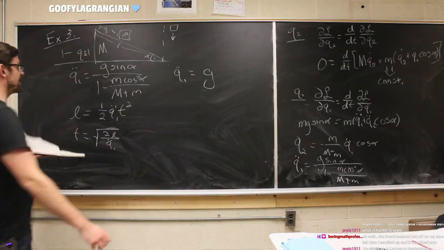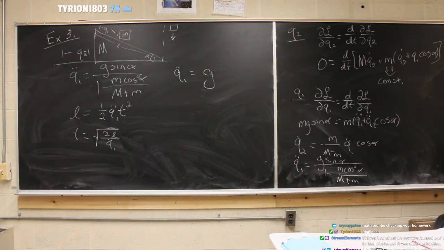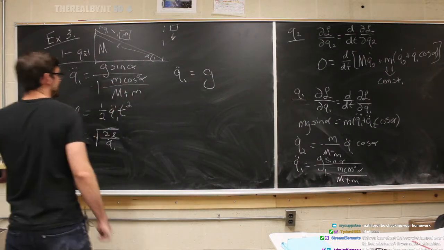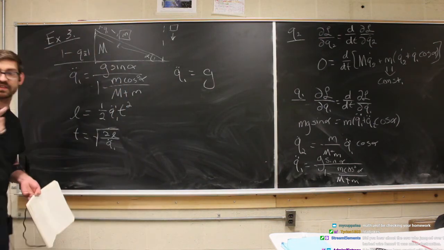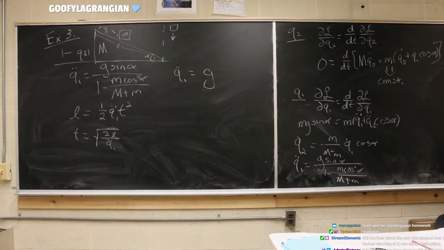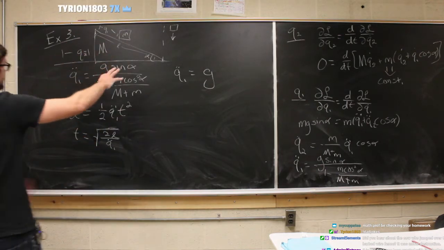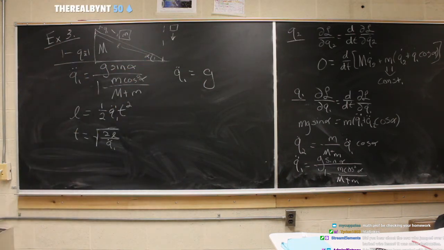How about this? What if we take the mass of the inclined plane and send it to infinity? M goes to infinity, that means this term goes to 0, and we just get g sine alpha. G sine alpha would be the same acceleration as if the wedge didn't move. Mass goes to infinity, the block basically doesn't move, and then the acceleration down the plane would be just like a fixed plane.